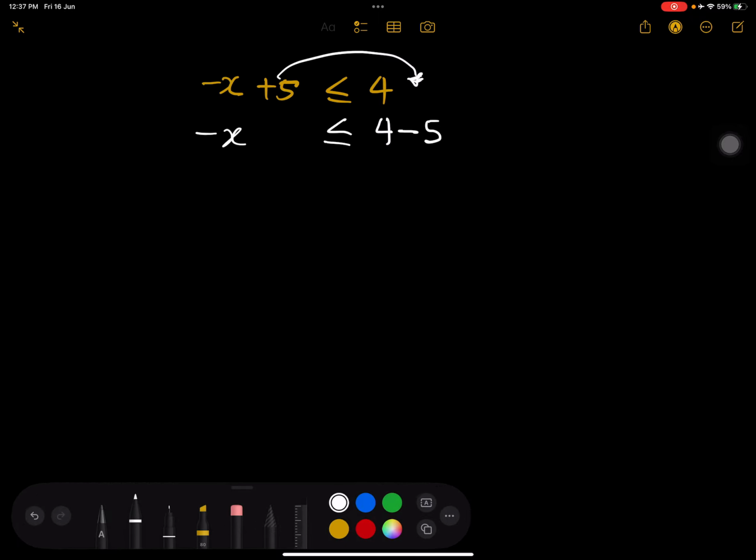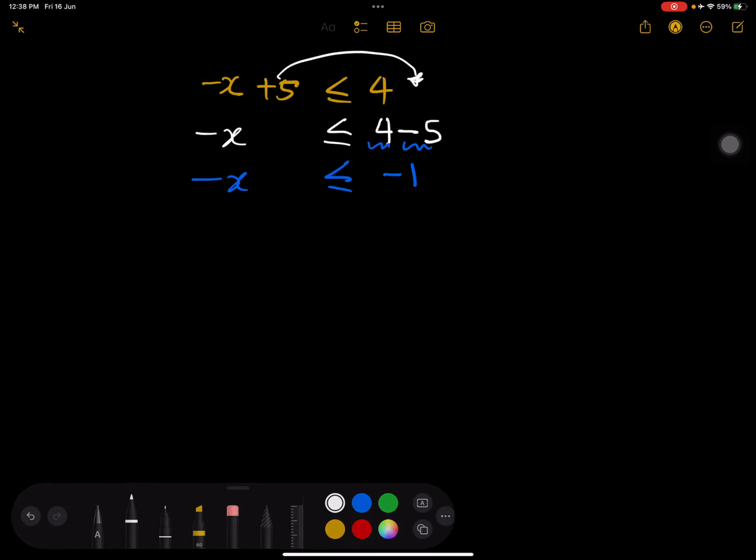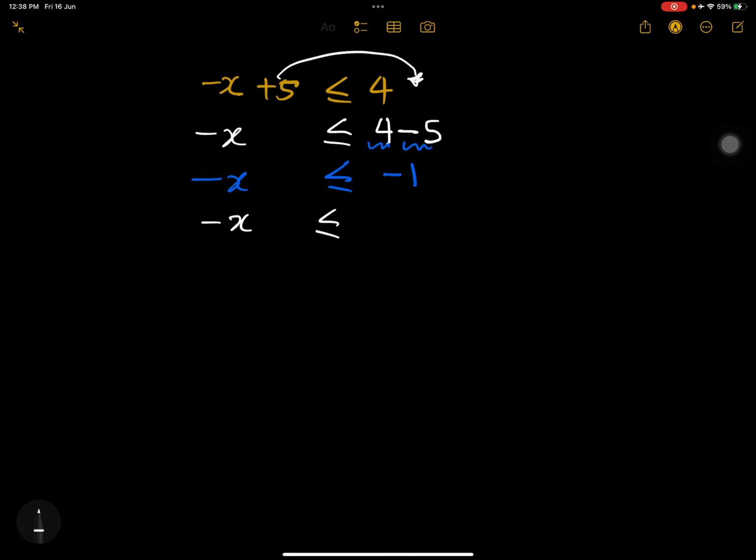So we are having negative x less than or equal to -1. Because this 4 is what we have in our wallet, and this -5 is what we are owing someone. So if we pay the 4 from our wallet, we still need to pay back the person one more, and that paying that person back one more means we owe, and that's why we have it as a negative number. But you see, we are not done yet. We have -x less than or equal to -1.